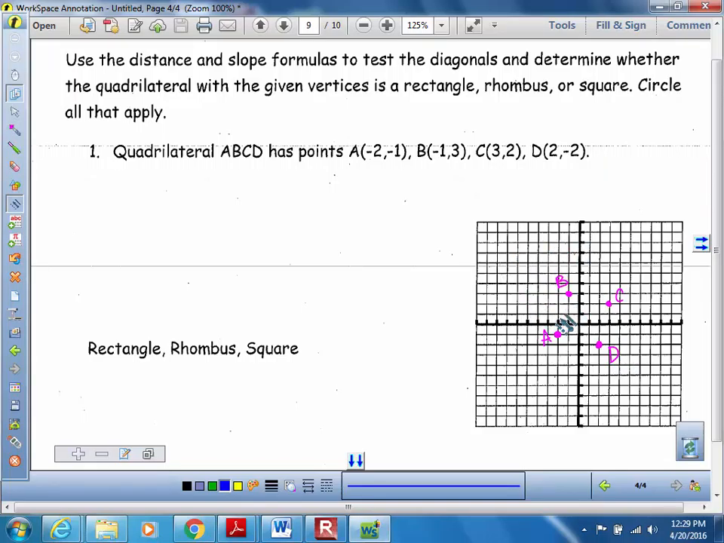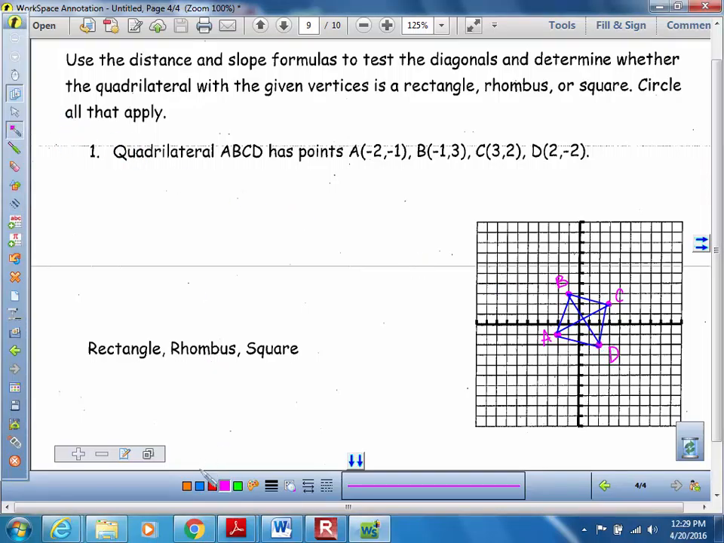Okay, so if we read the instructions, it tells us use the distance and slope formulas to test the diagonals and determine whether the quadrilateral with the given vertices is a rectangle, rhombus, or square. So it tells us exactly what we need to be doing. So are we comparing sides? No, we're comparing diagonals. So where do diagonals go? Across. We're going from opposite points. So I have a diagonal AC, and I also have a diagonal BD.